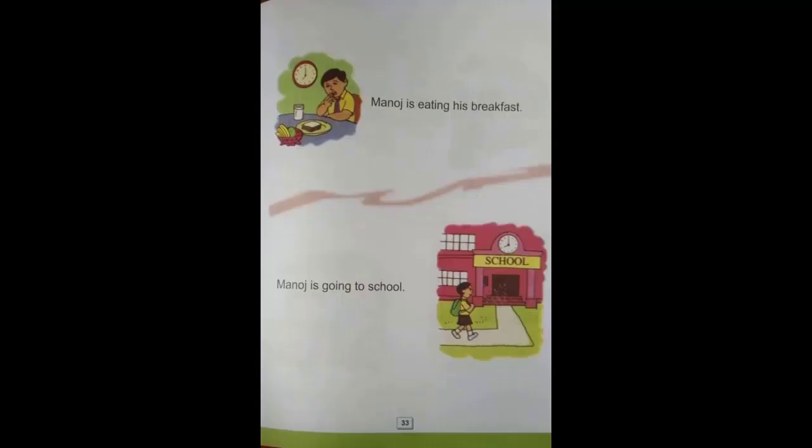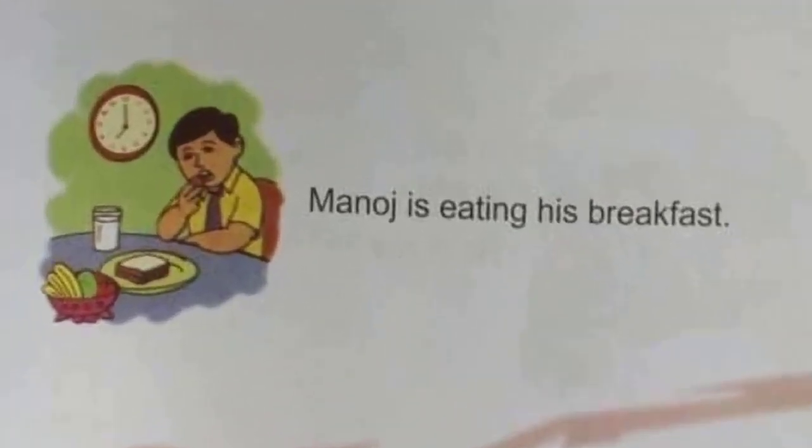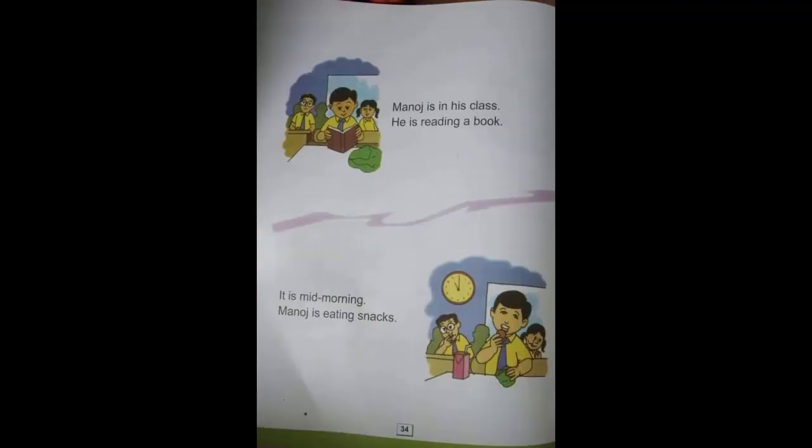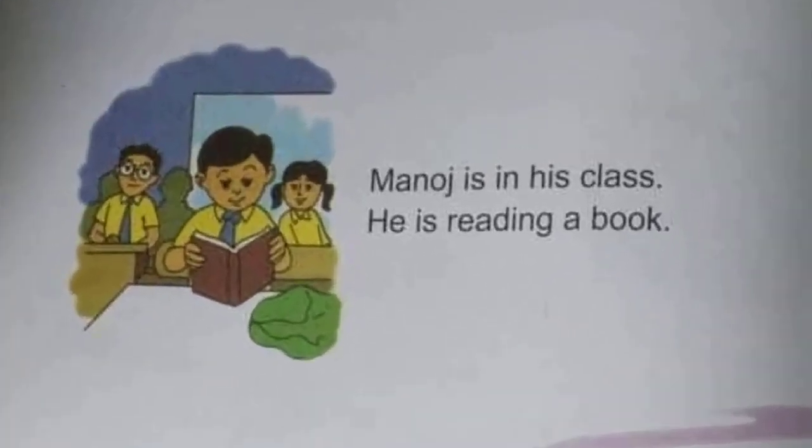Now go to page number 33 and read. Manoj is eating his breakfast. Breakfast is the meal we take in the morning. Manoj is going to school. Now go to page 34. Manoj is in his class, he is reading a book.